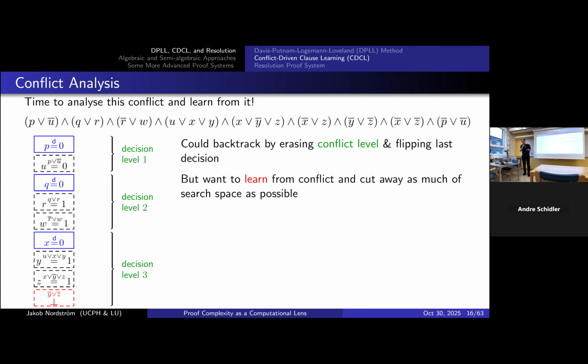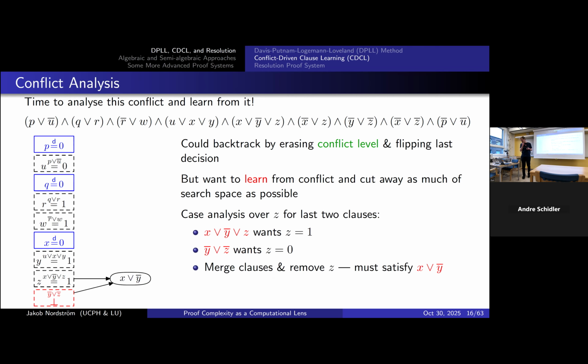So we are not just going to do DPLL. We want to compute what went wrong. Why does this assignment not work? Clearly not Y or not Z isn't happy, but can we say something more informative? Well, we can look at the last two clauses, and we can say that not Y or not Z wanted Z to be false, but the reason Z wasn't is that the clause X or not Y or Z wanted Z to be true.